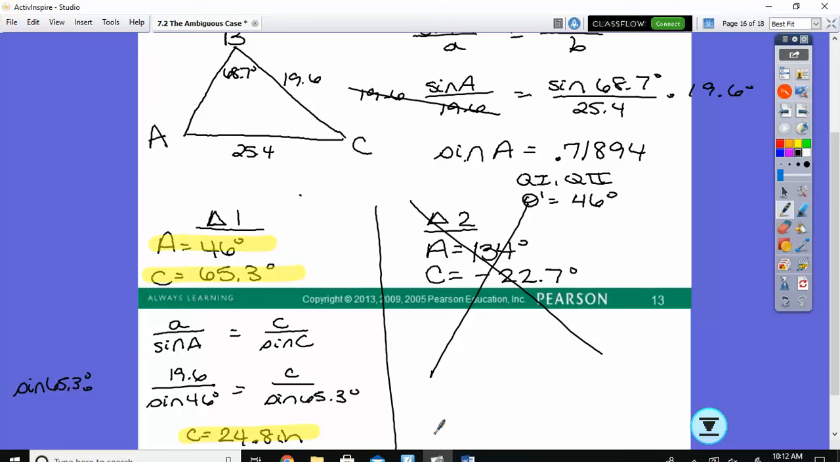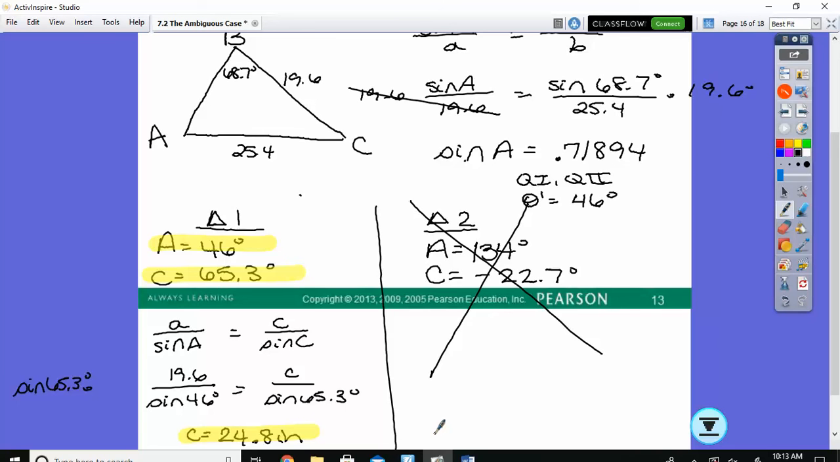So those are the 3 scenarios. We've seen a case where we have no triangles, because when we set it up, we get sine to equal a value that is not possible.